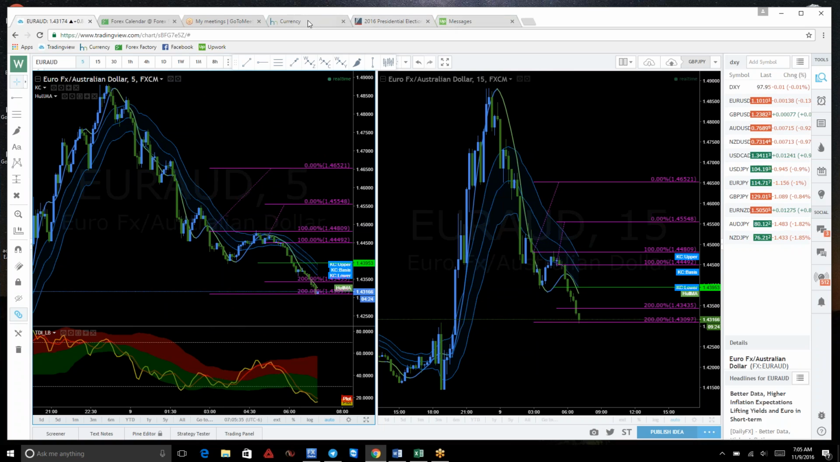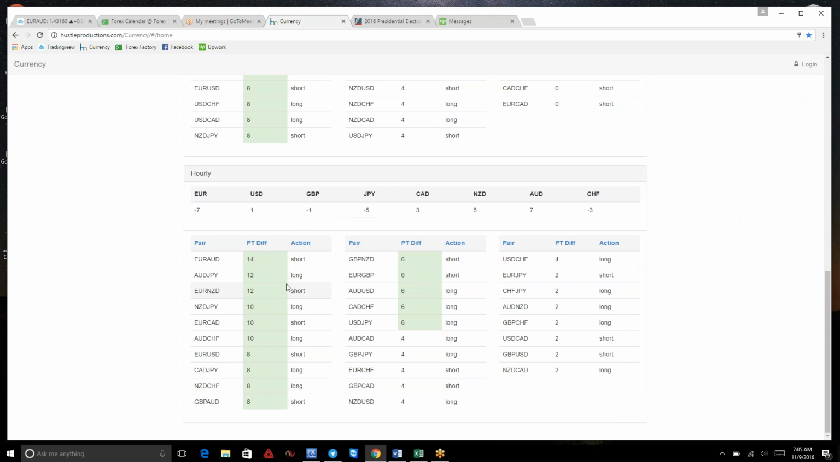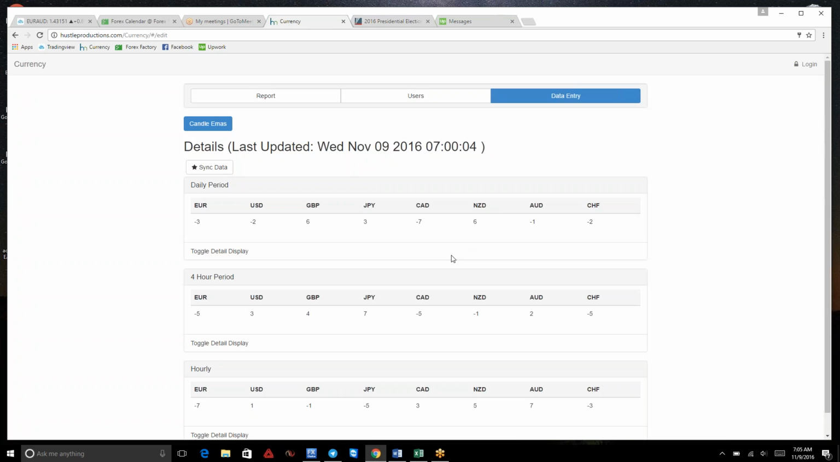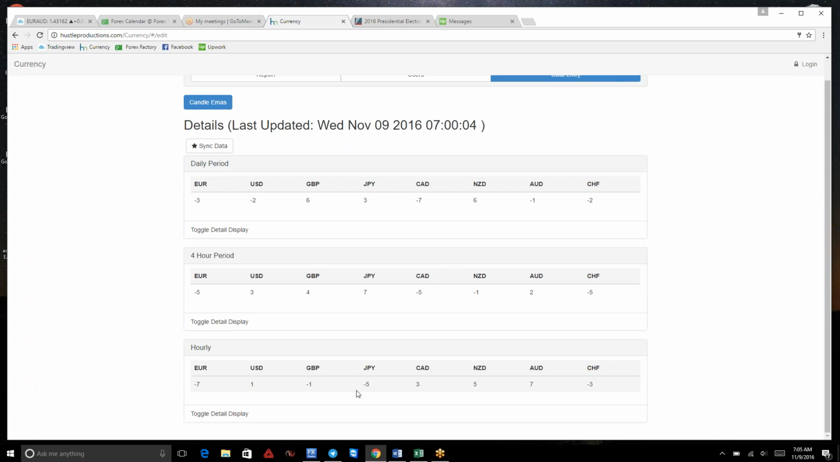So let's go back to the algorithm. Aussie yen long. You should probably look at all time frames at the same time. So yen looks like it was gaining some strength. Looks like the euro is the weakest. That's the euro is the weakest across the board, and the strongest is looking like, well, the Aussie. There's really no clear cut, so we'll skip that.